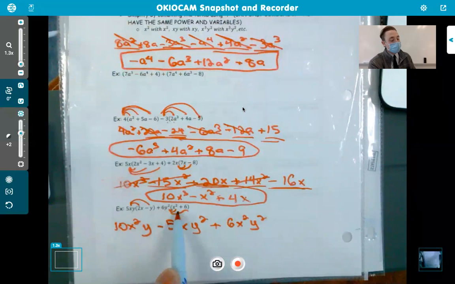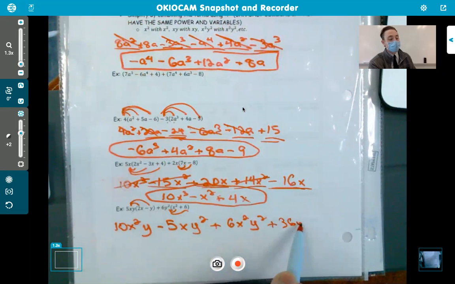And then what's 6y squared times positive 6? 36y squared. So you're multiplying. I think you were adding. That's okay. But it's going to be 36y squared.